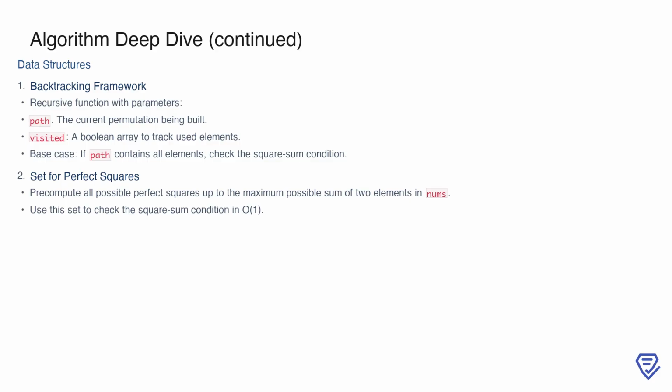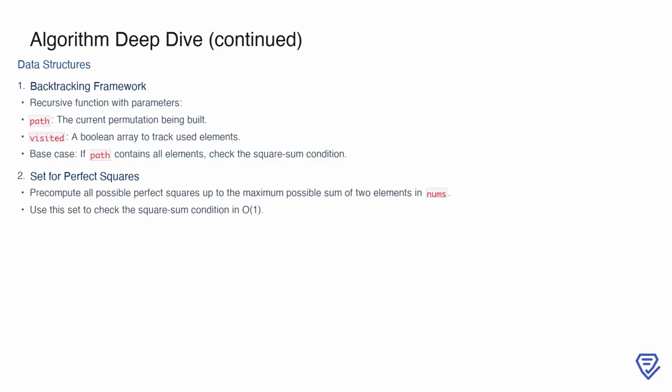This function maintains a path variable to store the current permutation being built and a visited Boolean array to track which elements of nums have already been used. The recursion's base case occurs when the path contains all elements of nums, at which point we check whether the squareful condition is satisfied. Second, we use a set to store all possible perfect squares up to the maximum sum of two elements in nums.